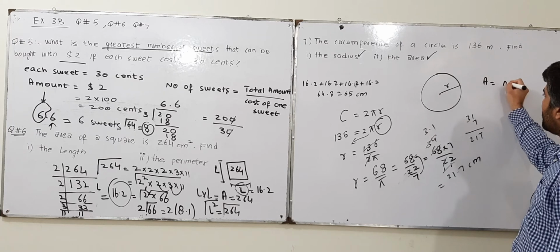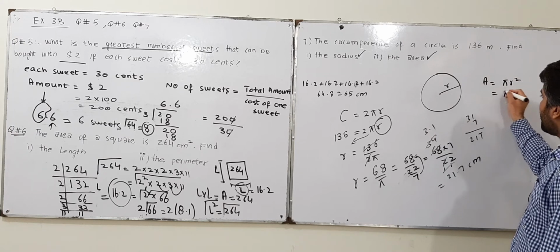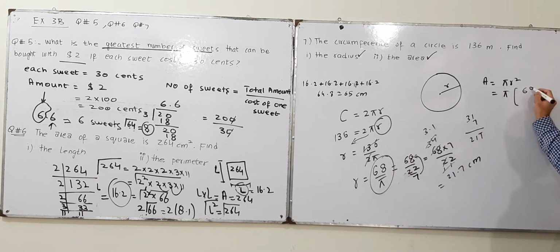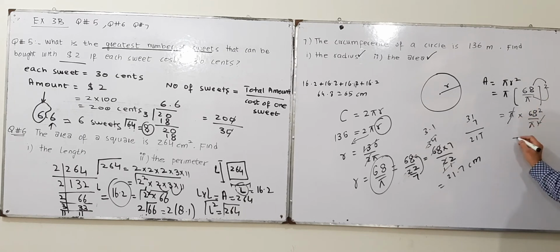How to find the area? Well, area is equal to pi r squared. I am using this value of r. r is 68 over pi, and you have to take the square. This is pi into 68 squared over pi squared. This square will be applied to 68 as well as to pi. You can cancel this pi with one of the pi's in the square. It's 68 squared over pi.